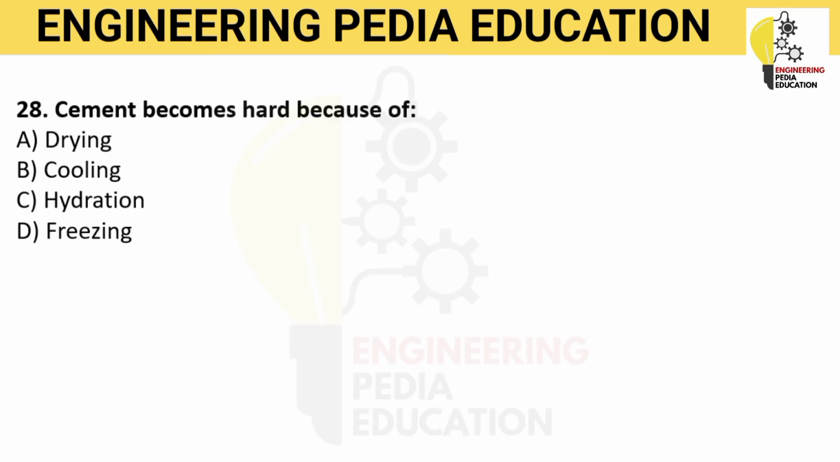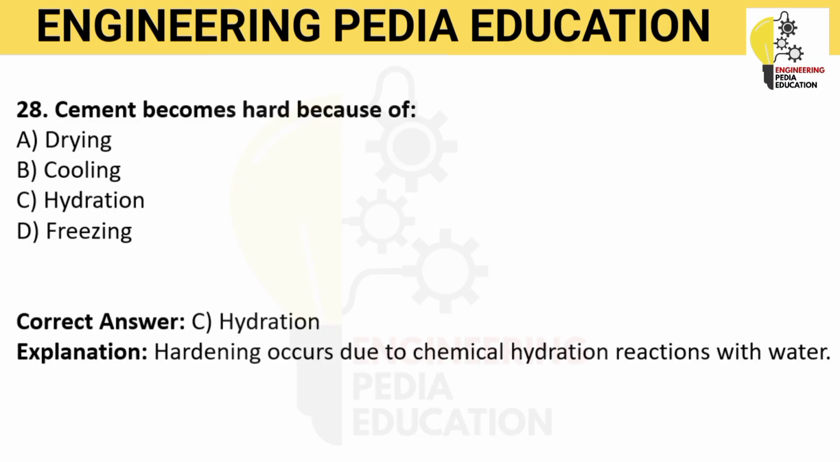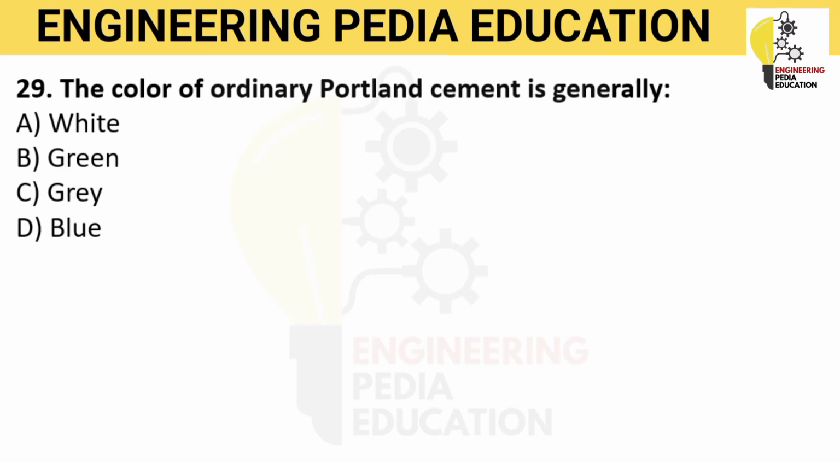Cement becomes hard because of drying, cooling, hydration or freezing. So the correct option is hydration. Cement becomes hard due to hydration. Hardening occurs due to chemical hydration of cement.